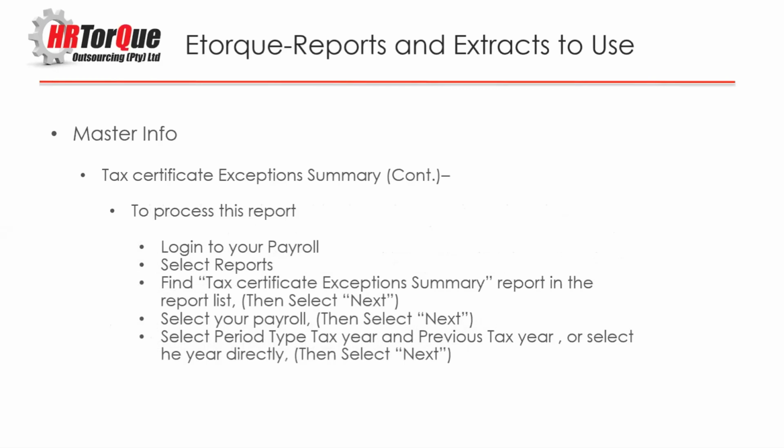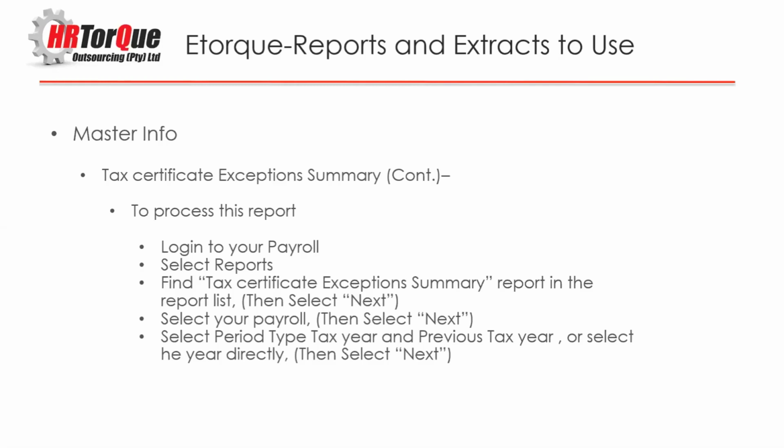How do we get it? You're obviously going to log into the payroll software. You're going to go to your reporting section. Either scroll through the list of reports or start typing in the search bar, tax certificate exceptions. You're going to click through, select the payroll that you're looking for, select your period type. Now, for your period type, in this instance, we're assuming that you're going to be working with the 2021 submission. So you're going to select the type as tax year and then previous tax year.